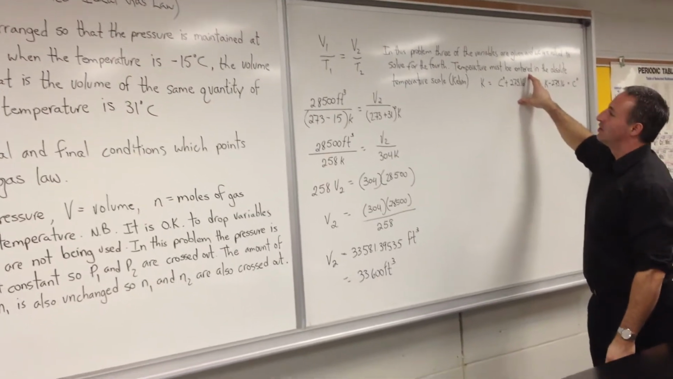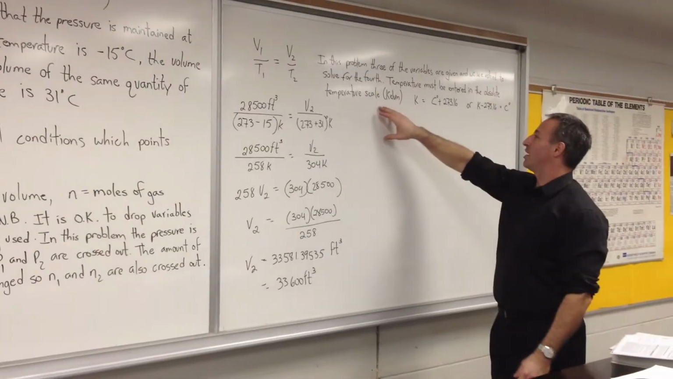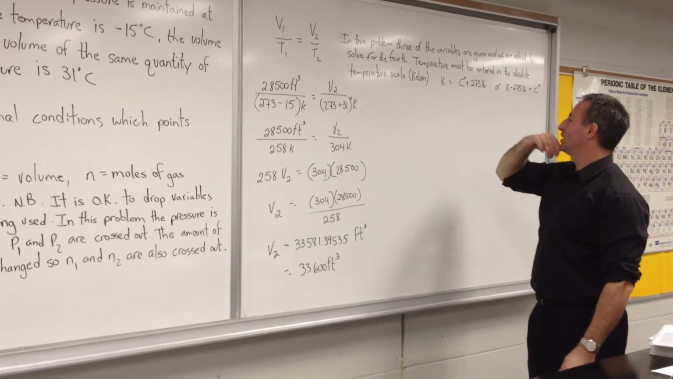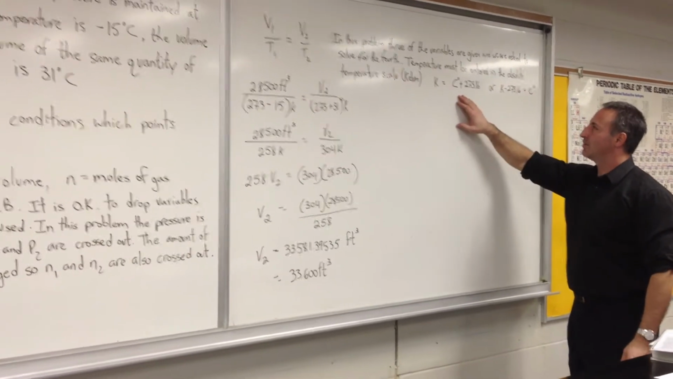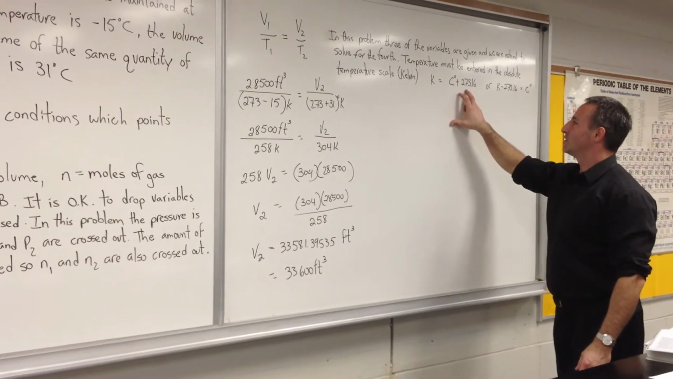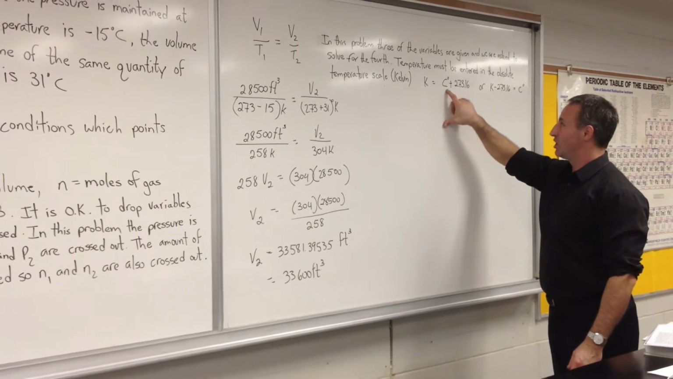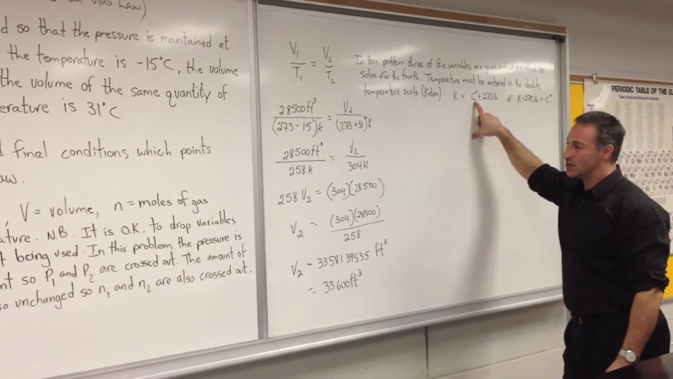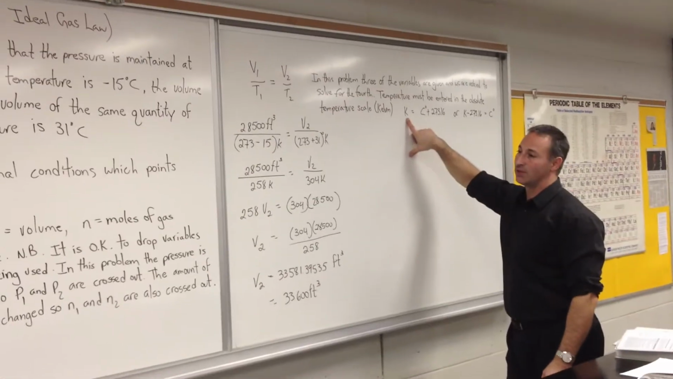Temperature must be entered in the absolute temperature scale, as I said before, in Kelvin. And the conversion factor is to add 273.16 degrees to the Celsius temperature. So if the temperature is 0 degrees Celsius, that equals 273 Kelvin.